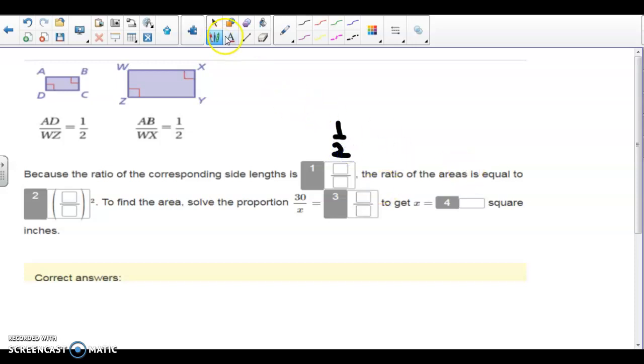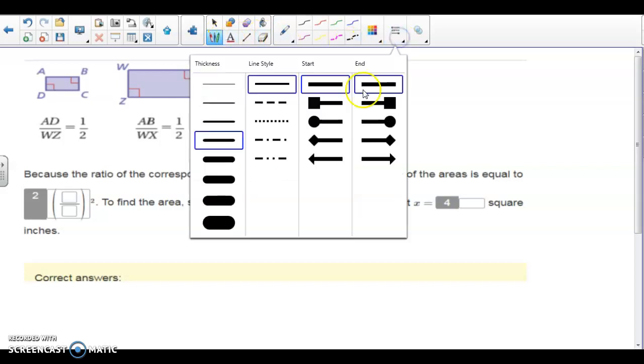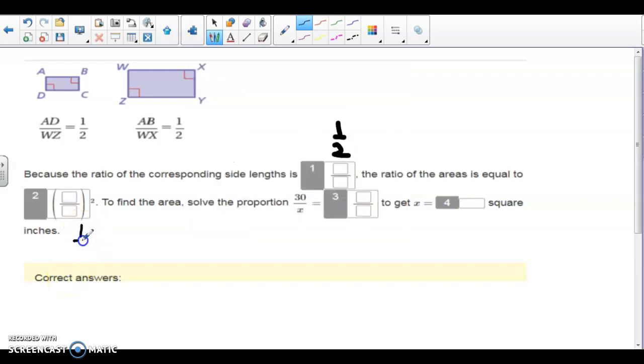The ratio of the areas is equal to 1/2 squared, because if you are trying to find the ratio of the area when you have a similar shape, it's the square of the ratio of the side lengths, so it'd be 1/2 squared. Squares are right there, so just plug in 1/2 to find the area.